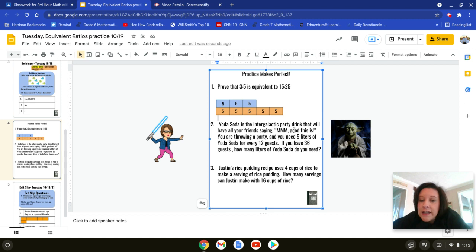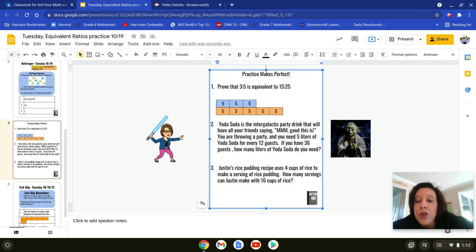Yoda soda is an intergalactic party drink that will have your friends saying, good this is. Okay, that's my Yoda voice. You are throwing a party. You need 5 liters of Yoda soda for every 12 guests.